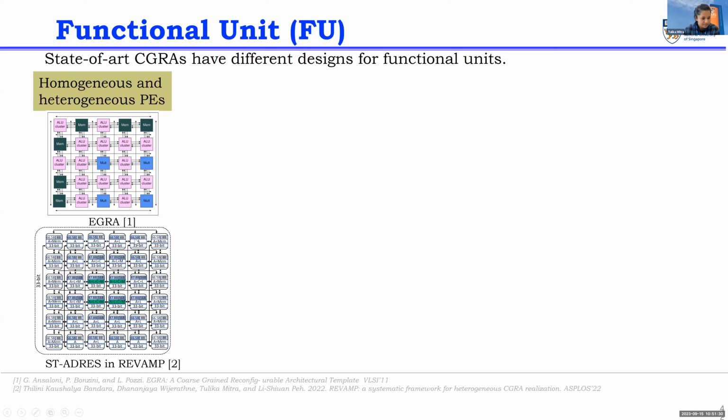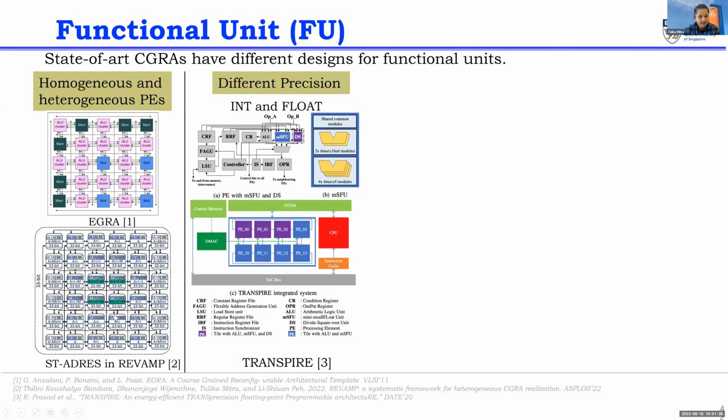There are multiple function units with subsets of operations which are diverse across. And there are functional units with different precisions. For example, TRANSPIRE functional units have a floating point unit, and there is also a divide square root unit. So along with the ALU, this also creates a heterogeneous set of functional units, but with different precision levels.